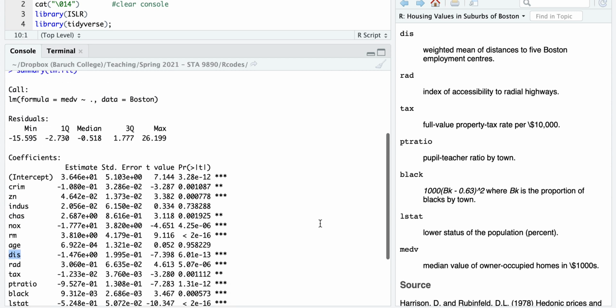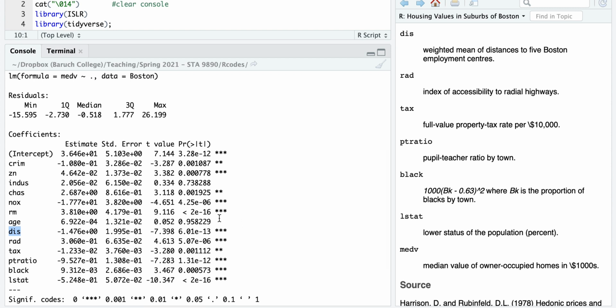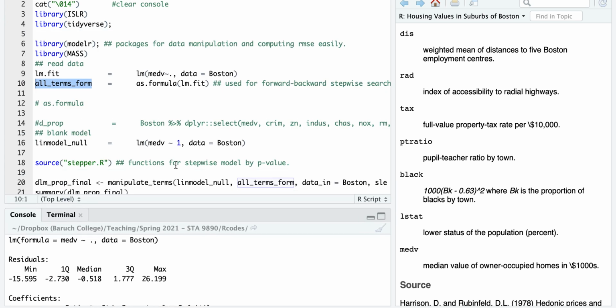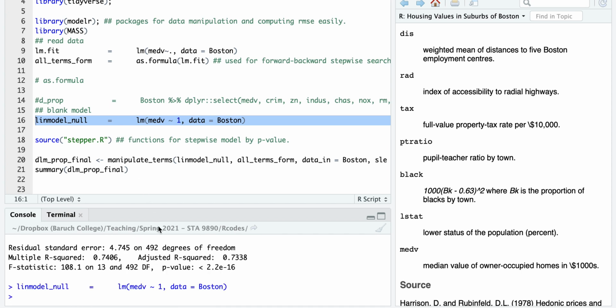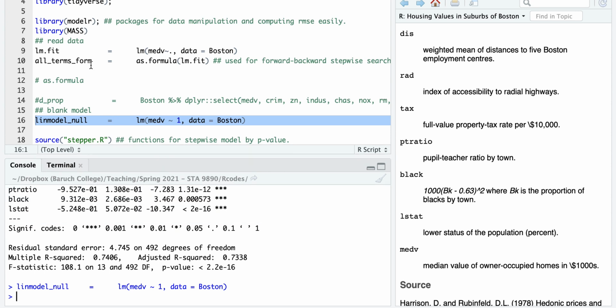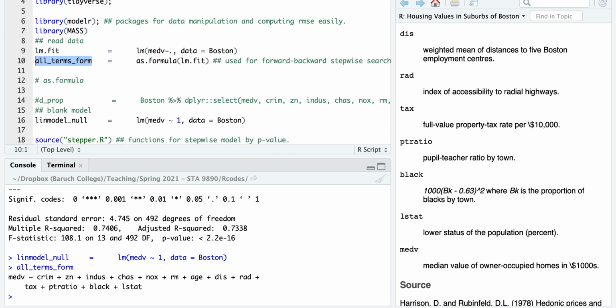And anyway, now age and industry are not significant, as we can see. Okay, but this is pretty straightforward stuff. Now we can also fit a model with no variable. Essentially, we're just fitting it with an intercept, right? And before I do that, I wanted to show what the all terms form is. That's as formula. So it's just a formula.